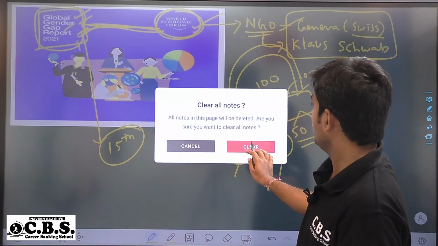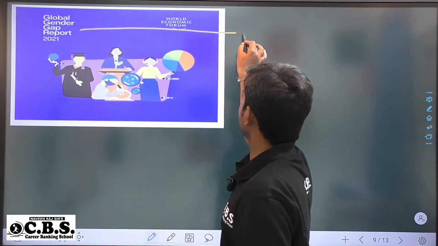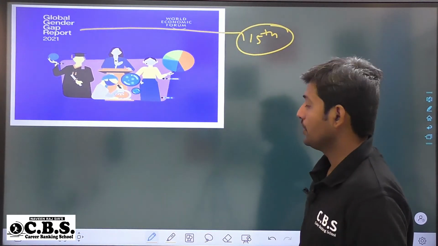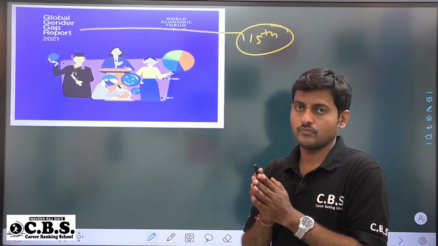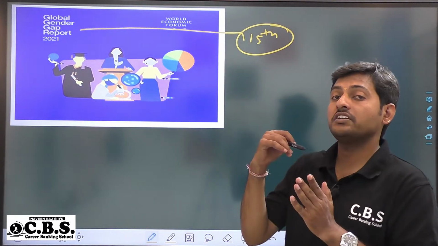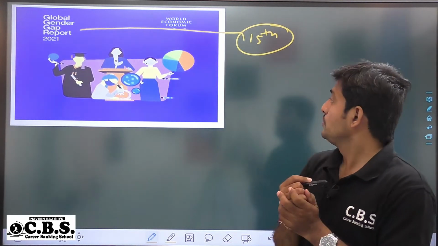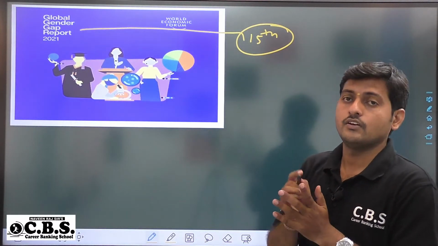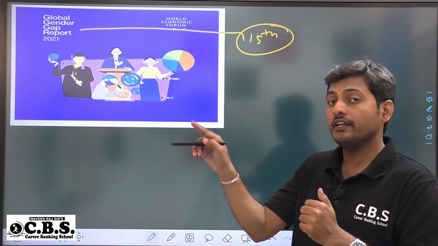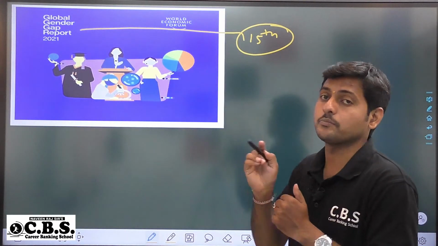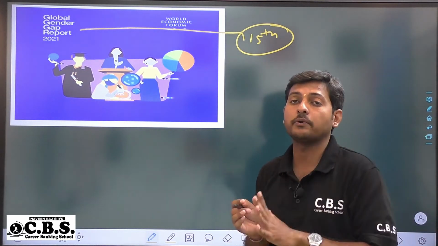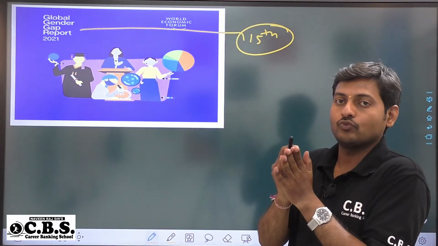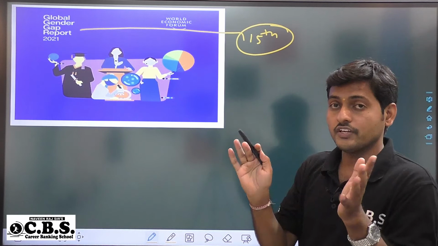So the Global Gender Gap Report, this is the 50th edition. See here, whenever you come across any report or any index, the most important points are, first, the first ranked country, and also India's rank in the entire index or report. These 2 points are the most important. 90% of the questions could be India's rank or the first rank. So these are very important points.